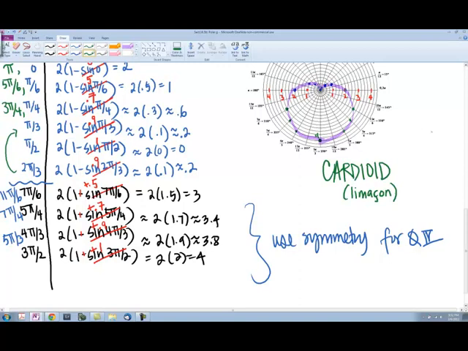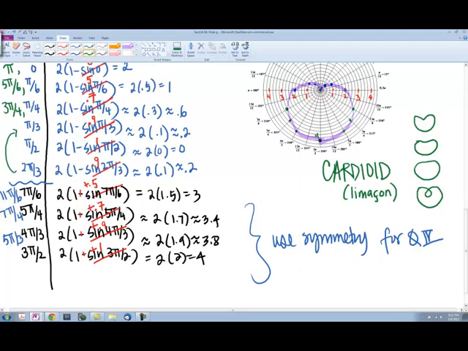I encourage you to print out from online the list of special polar graphs, because there's a cardioid, there's a dimpled limaçon, there is a convex limaçon, and then there is a limaçon with an inner loop. So just several different types of those.